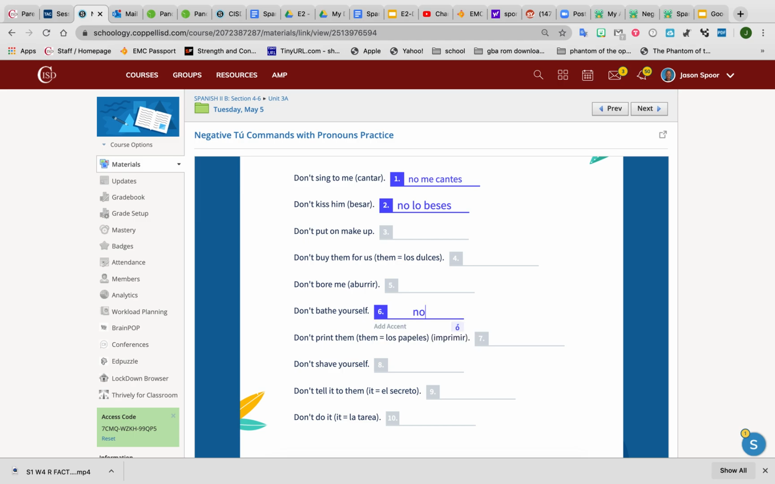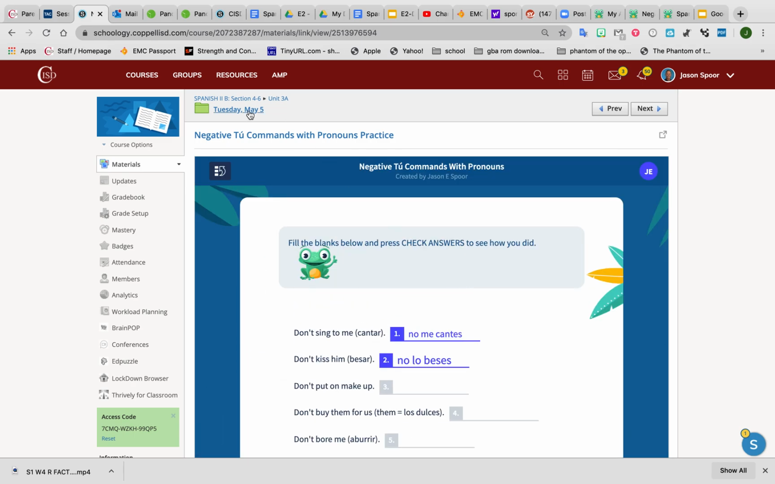So we're going to take it to no. Well, we already know we're going to change the se to te and put it in front. And then baño. Take off the O. Bañar, it's an AR verb. So the opposite ending would be ES. No te bañes. Okay, so hopefully that helps you out.